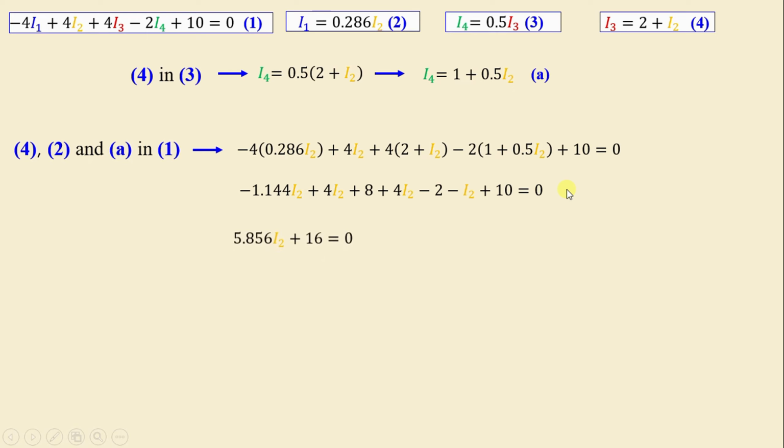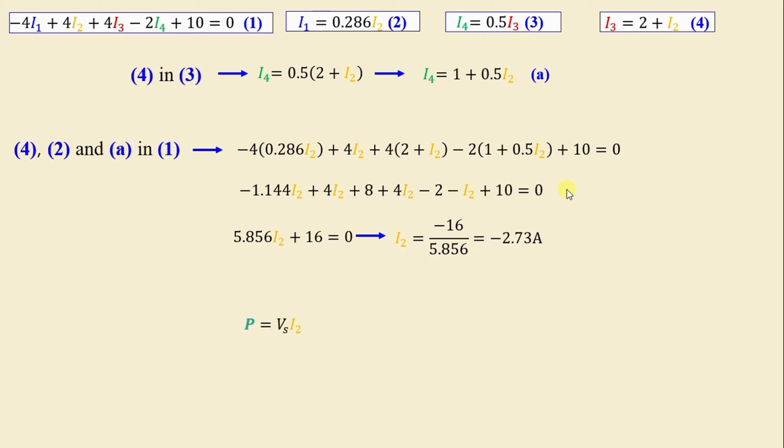We obtain finally 5.856 I2 + 16 = 0. That means I2 is equal to -16 over 5.856, which is equal to -2.73 amps.